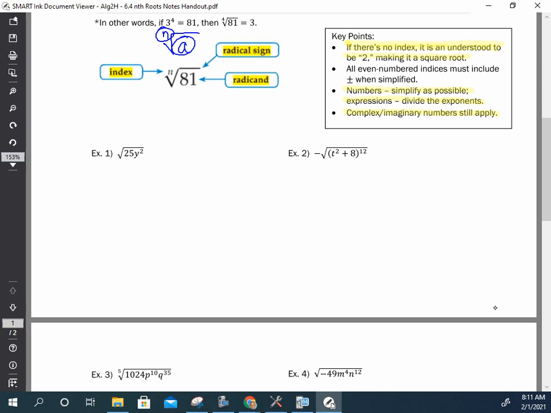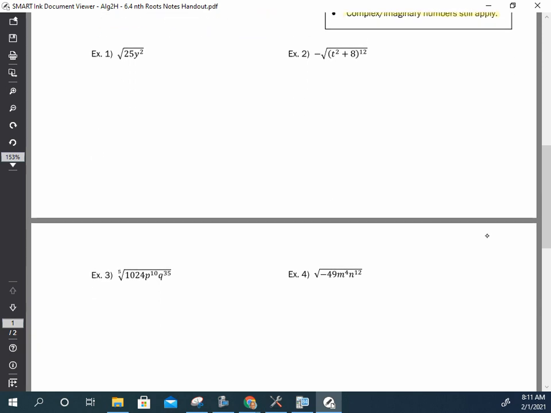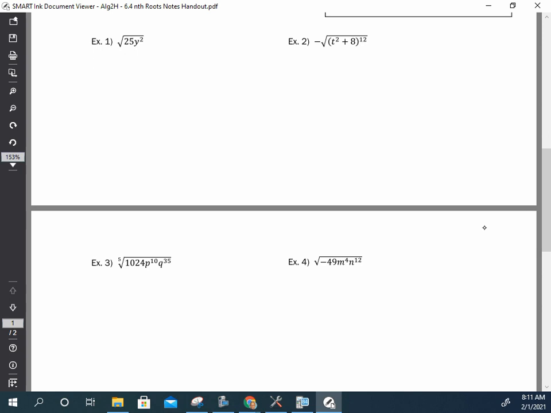So with that, let's start with a few examples. So again, there's examples 1, 2, 3, 4. That way, those people who are going to work ahead can work ahead. So example 1, let's start off with something pretty basic. The square root of 25 y to the second power.